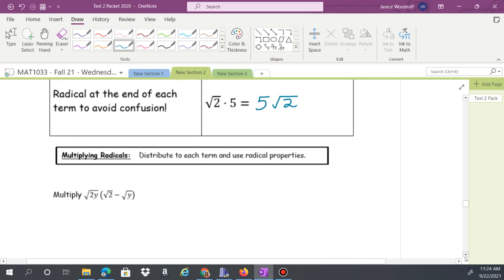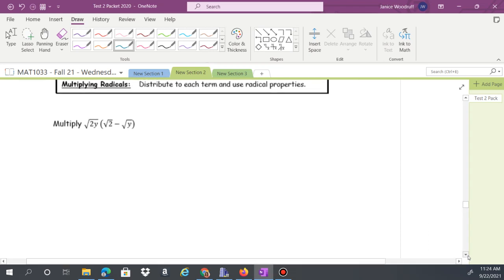So multiplying radicals, you're going to multiply underneath the radicals, then you're going to simplify and combine like terms if you can. So for our first example, we have square root of 2y times square root of 2. I'm going to distribute that. That's going to be under the radical, 2 times 2, 4, y. Copy the y over. Okay, then minus square root of 2y times y would be 2, would carry over, y times y would be y squared.